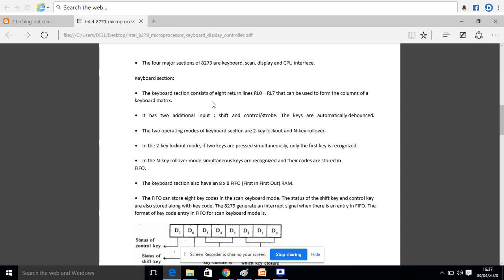The keyboard section consists of eight lines RL0 to RL7 that can be used to form a column of the keyboard matrix. It has additional inputs, shift and control. These keys are automatically debounced. The two operating modes of the keyboard section are 2-key lockout and N-key rollover. In 2-key lockout mode, if two keys are pressed simultaneously, only the first key is recognized. And in N-key rollover mode, simultaneously pressed keys are recognized and their codes are stored in the FIFO RAM.